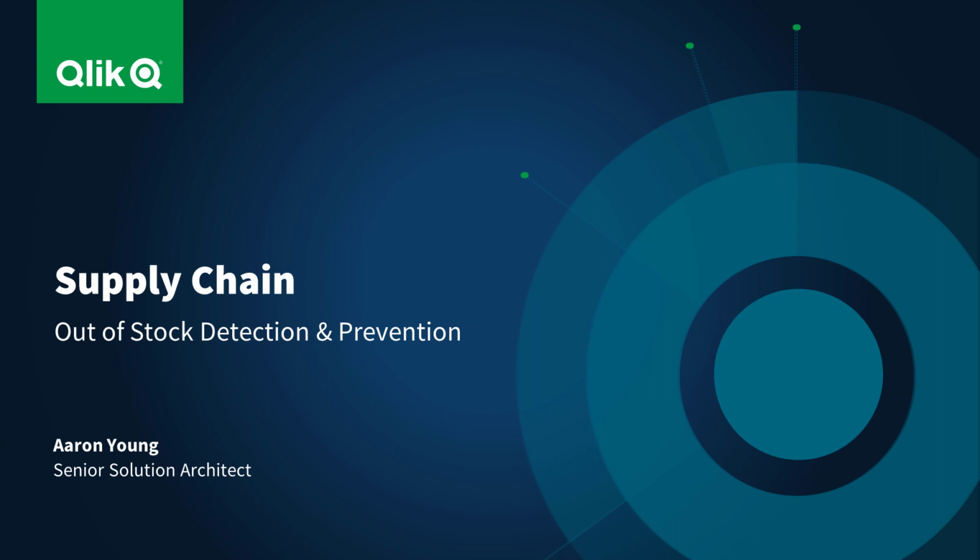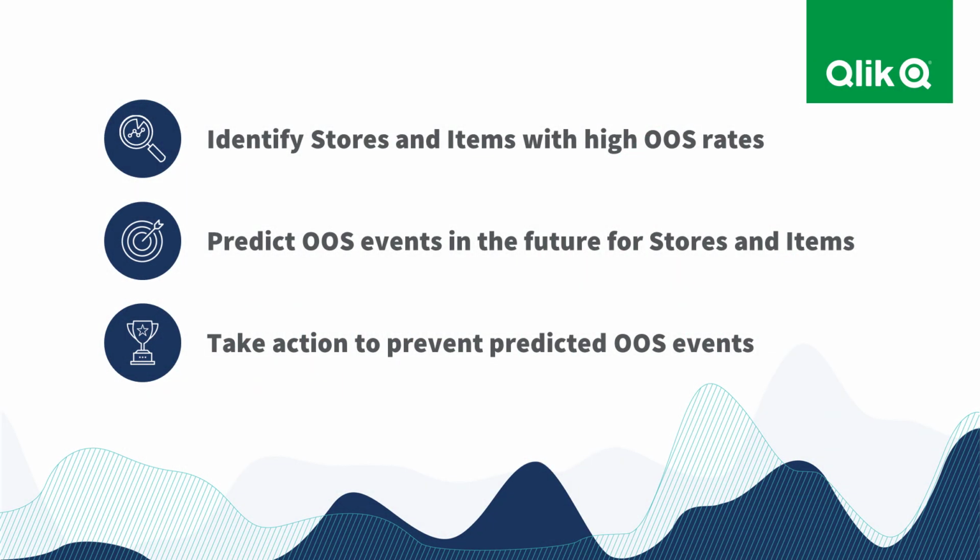Let's talk supply chain. Traditionally, supply chain executives have struggled to achieve full visibility across their entire operations and rely on insights delivered in standalone dashboards and reports which use a historical view of the business. In this demonstration, we have an analytical application that highlights stores and items with high out-of-stock rates, predicts out-of-stock events in the future for stores and items, and finally, allows us to take action to prevent future out-of-stock events.